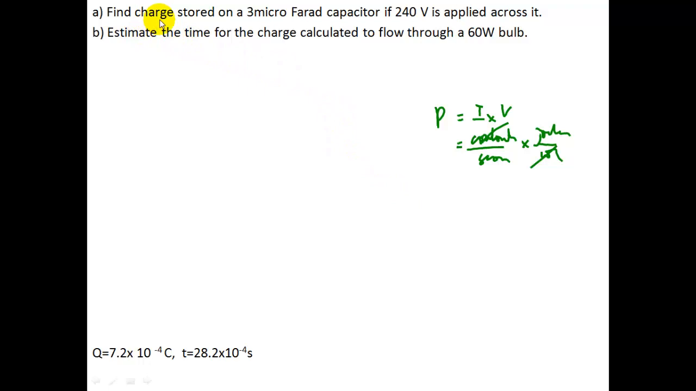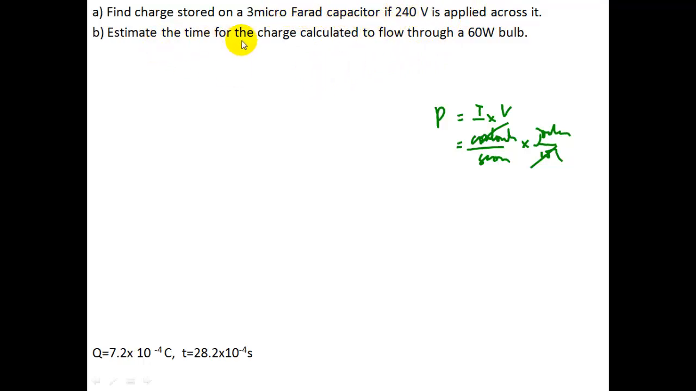Find the charge stored on a 3 microfarad capacitor if 240 volts is applied across it. So Q is equal to VC, V times C, and there you have it.